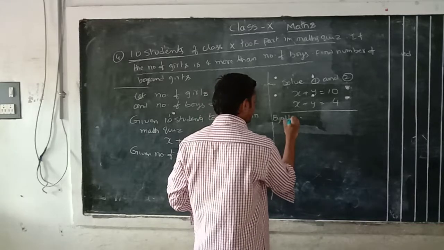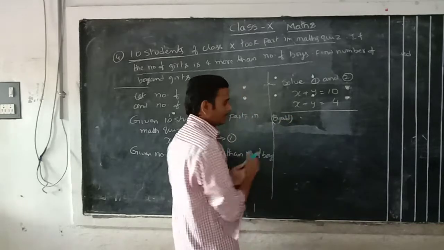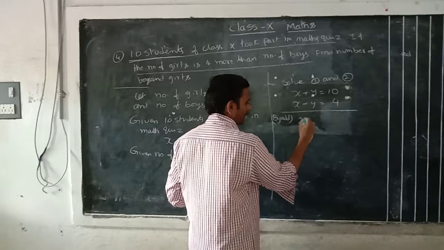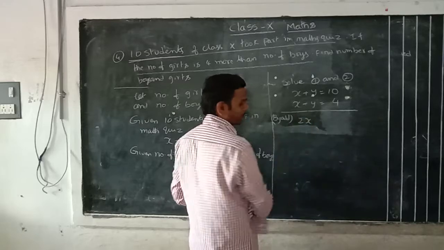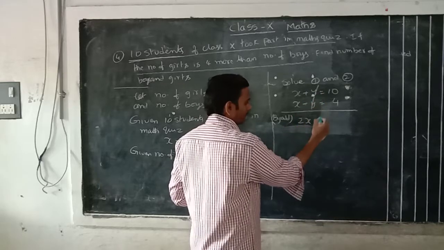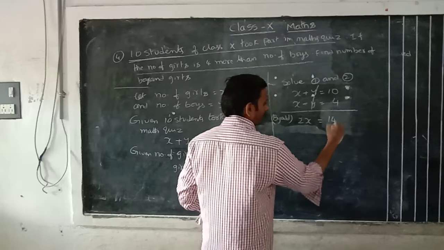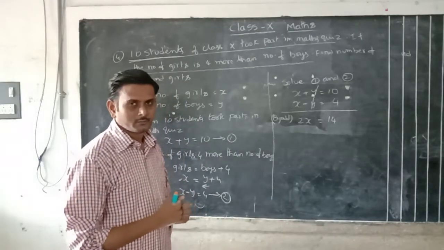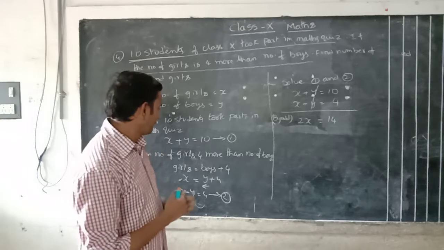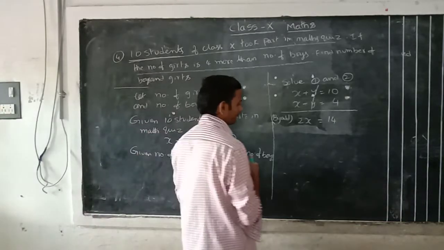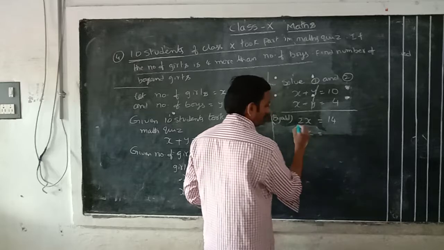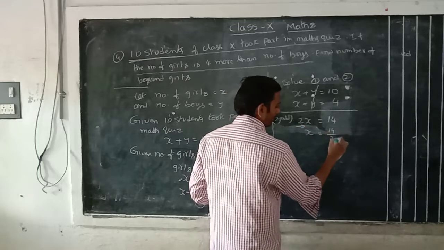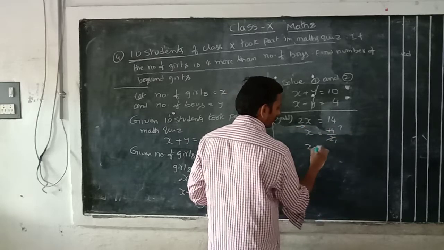By adding. Okay, x plus x, 2x. Y minus y, 0. 10 plus 4, 14. X equal to, move the 2 this side, 14 by 2. 2 1s are 2, 2 7s are 14. X equal to how much?